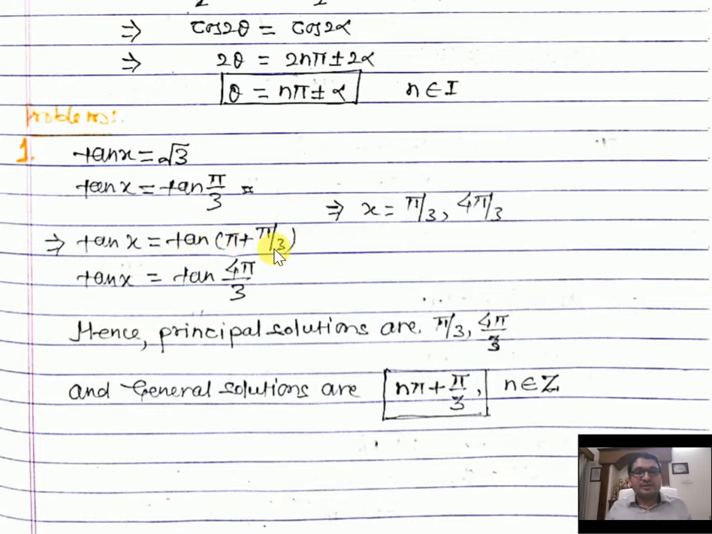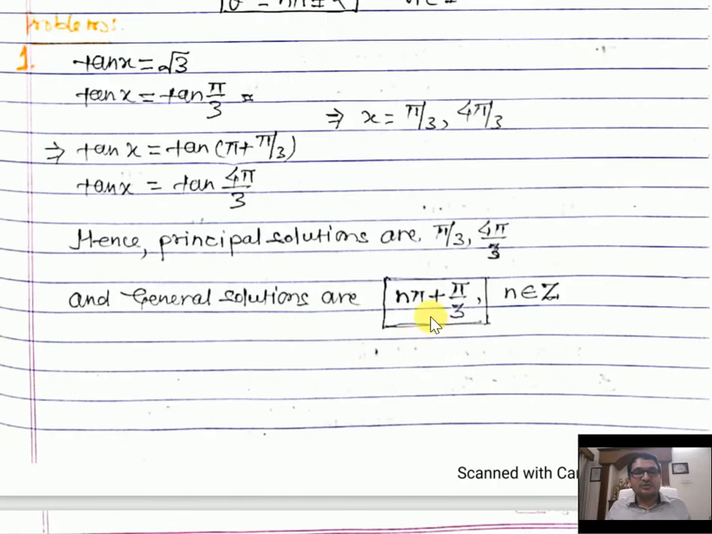Tan (180 plus theta) will be tan theta, third quadrant. So pi plus pi upon 3 is what? 4 pi upon 3. So the principal solution will be pi upon 3 and 4 pi upon 3. If you want to write the general solution, then tan theta is equal to tan alpha, then theta will be equal to n pi plus alpha. Alpha means pi upon 3. So n pi plus pi upon 3, n belongs to integers.